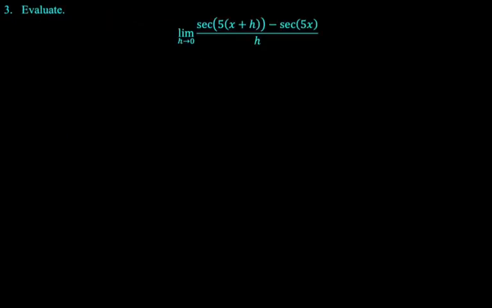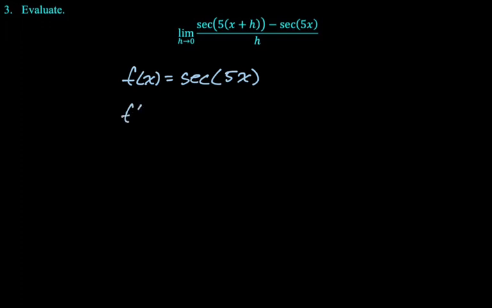We want to evaluate the limit as h approaches 0. As soon as you see that, you're thinking this is the definition of the derivative, and you just have to say the derivative of what? So limit as h approaches 0, secant of 5 times the quantity x plus h minus secant of 5x all over h. So it's limit as h approaches 0 of f of x plus h minus f of x all over h. So that minus f of x tells you what f of x is. f of x is secant of 5x. So we just need the derivative of that.